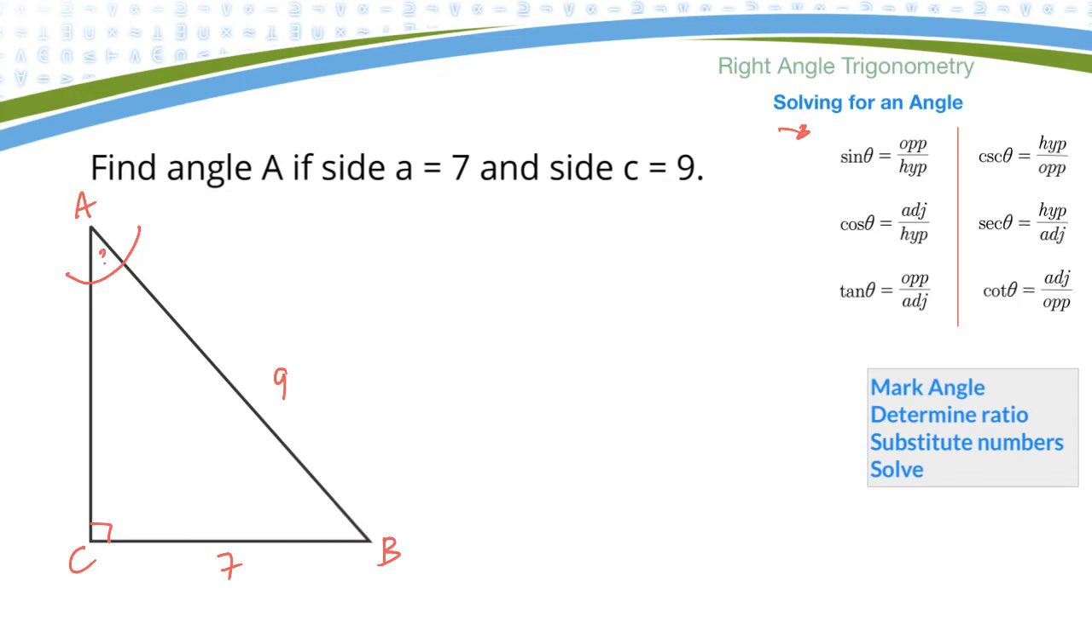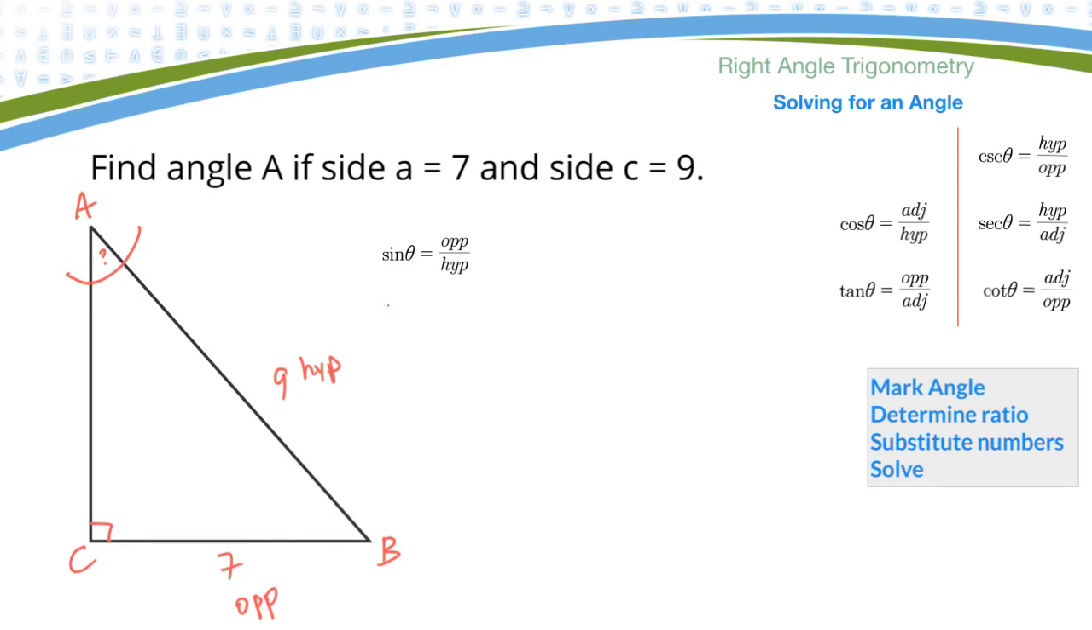So when I look at this, and I've put some guidelines down below, first I always mark my angle. That helps me know which sides are opposite, adjacent, and hypotenuse. And then I have to determine which ratio to use. So this side over here is the opposite side, and this side is the hypotenuse. So I look over at my ratios to see which of those ratios include an opposite and a hypotenuse. It looks like sine is the ratio that I want to use. So sine is my ratio.